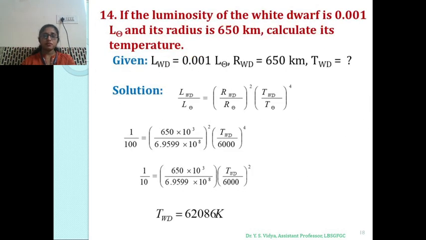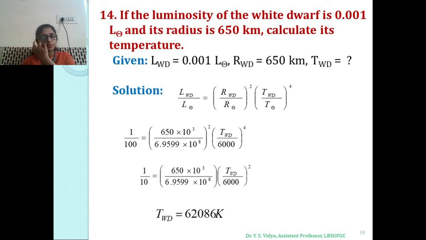joules. If the luminosity of the white dwarf is 0.001 times that of the luminosity of the Sun and its radius is 650 km, calculate its temperature. We have to calculate the temperature of the white dwarf. Here the luminosity of the white dwarf is given by 0.001 times L of the Sun, the radius of the white dwarf is equal to 650 km, and the temperature of the white dwarf is what we have to calculate.